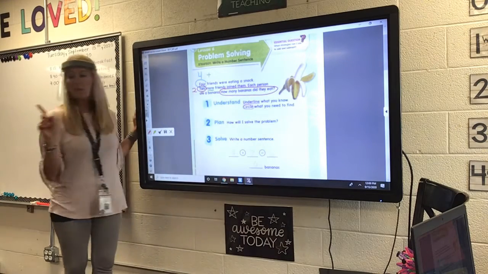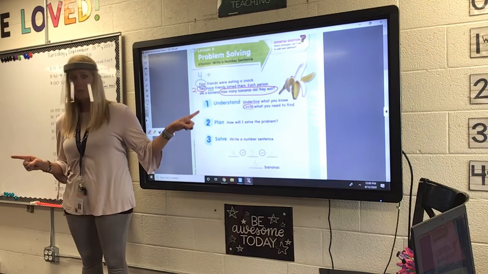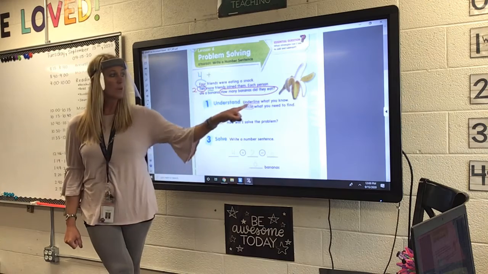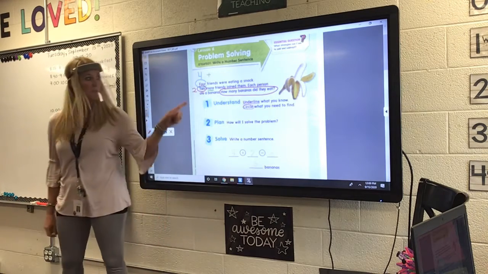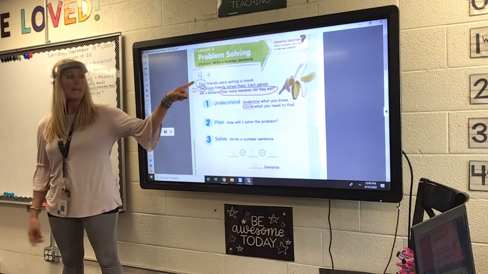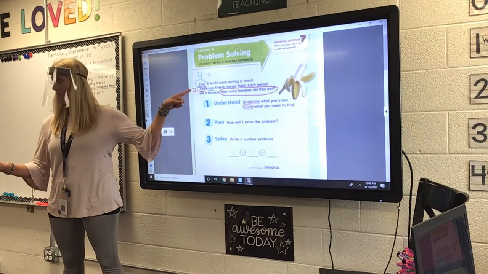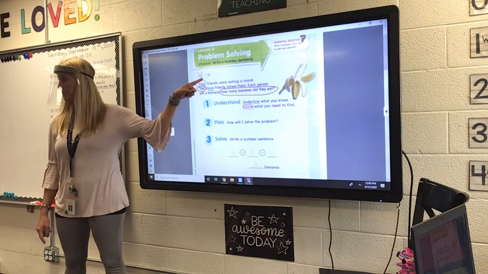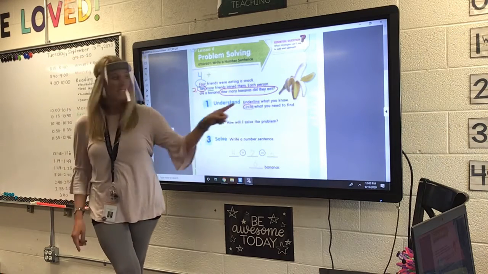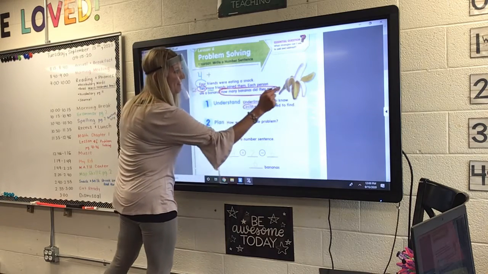Okay. Now, when we do a story problem, the first step we need to do is to understand. Underline what you know. Circle what you need to find out. Mrs. Murphy did that already. I underlined what I know. I know there's 4 friends. I know there's 2 more. And I added them. Then I circled what I need to find out. Did I circle my question, second graders? Yeah, that's what I need to find out.